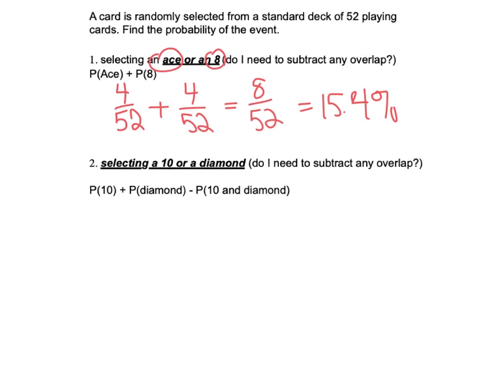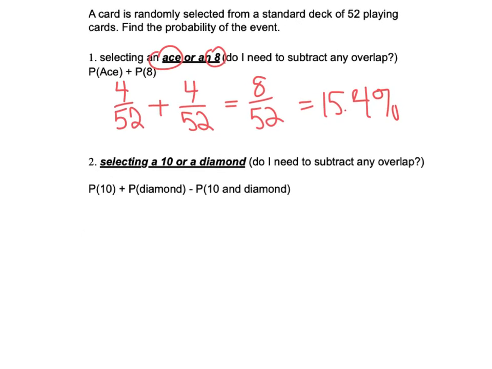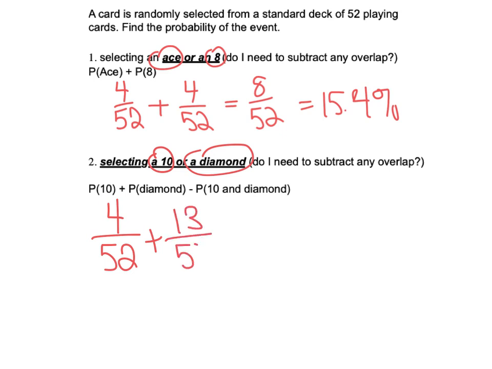Okay, last one here. We have the probability of a 10 or a diamond. What's the probability of drawing a 10? Well, there are 4 10s out of the 52. How many diamonds are there? Remember, each suit has 13, so there are 13 diamonds. And then how many cards do you have that are both a 10 and a diamond? That would be the 10 of diamonds, and there's only one that is both a 10 and a diamond that you would need to subtract back out.